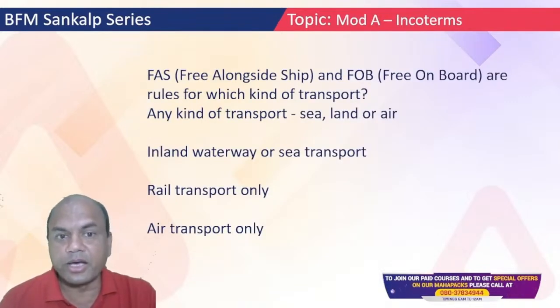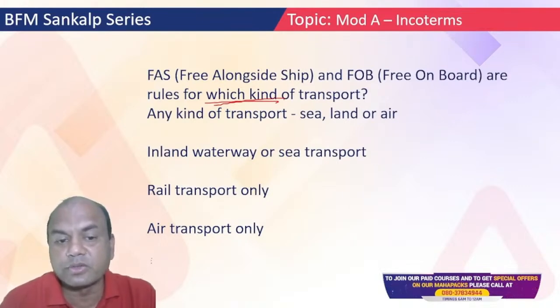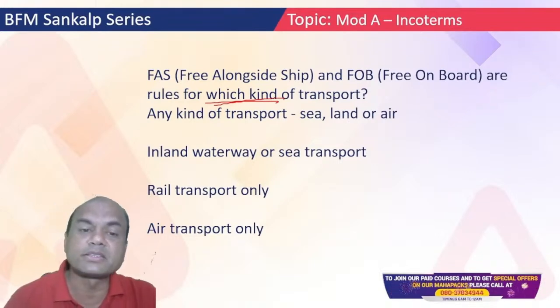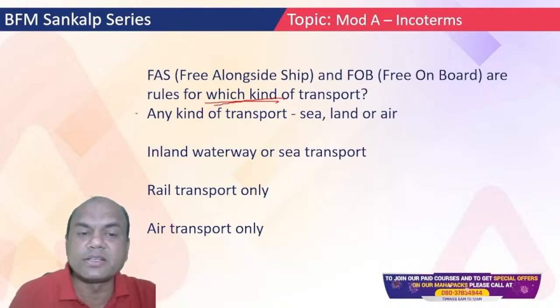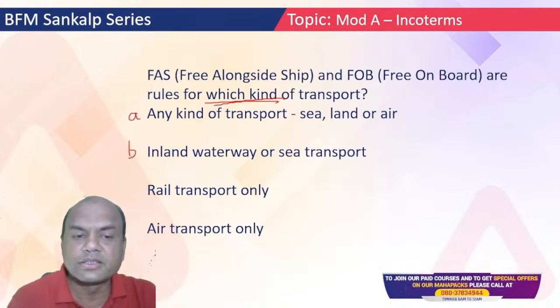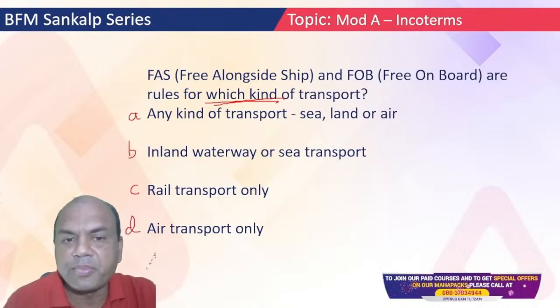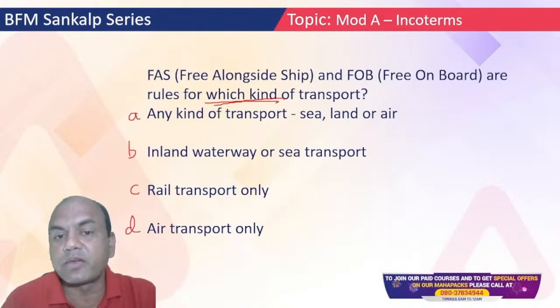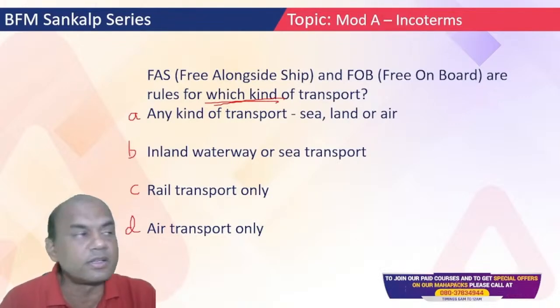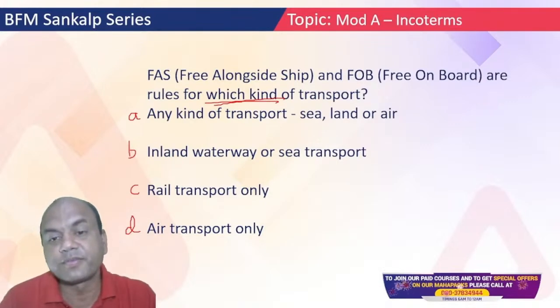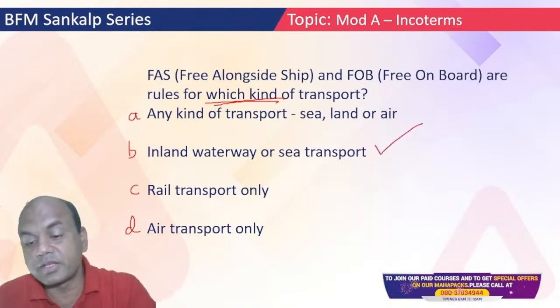FAS and FOB are rules for which kind of transport? Any kind of transport, inland waterways and seaport, railways only, or air only. What is this? Now type in the comment section. Let me call these A, B, C and D. Now type the answer. Is it A or B or C or D? FAS and FOB are for which type of transport? It is B. Correct? It is B.